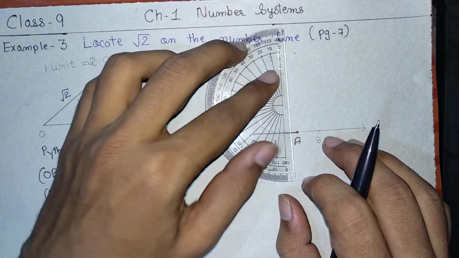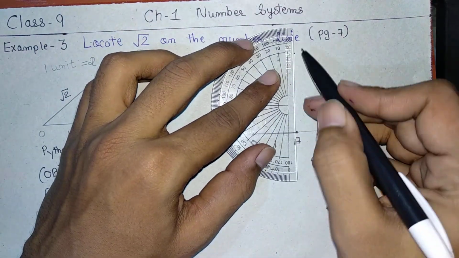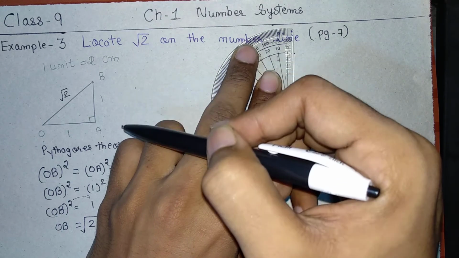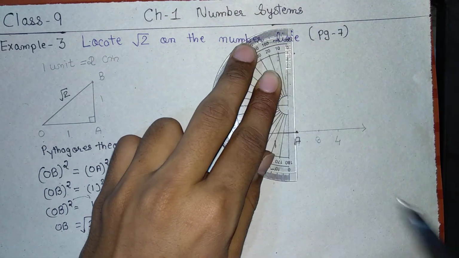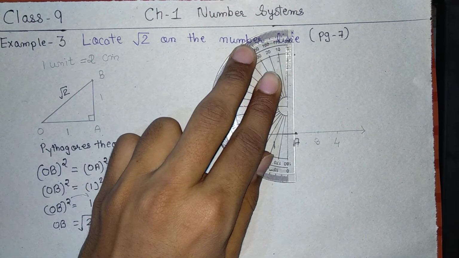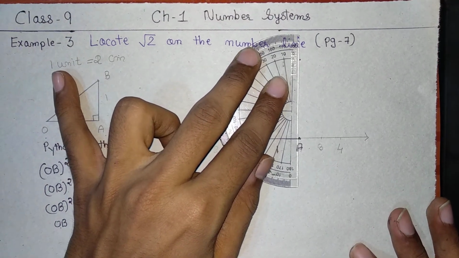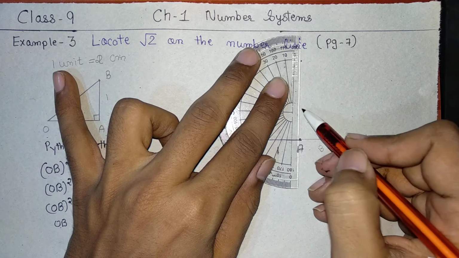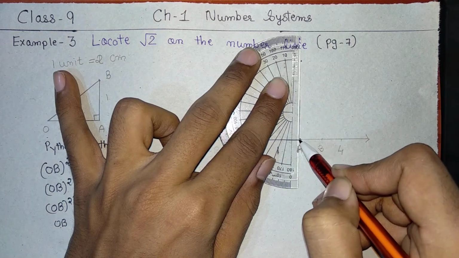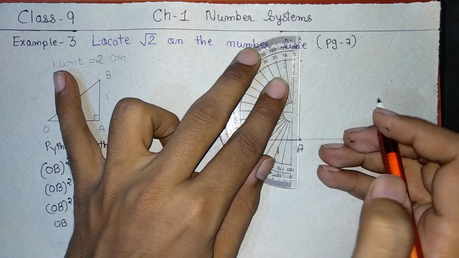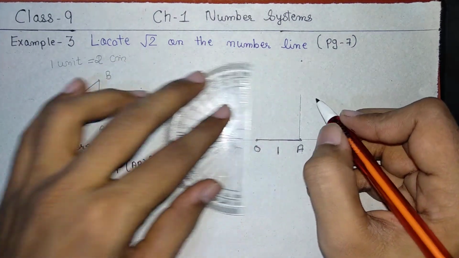And same here, we have to take 1 unit. And what is 1 unit? 1 unit is nothing but 2 centimeter. So let us draw 2 centimeter. So this is also nothing but 2 centimeter. This is also 2 centimeter.